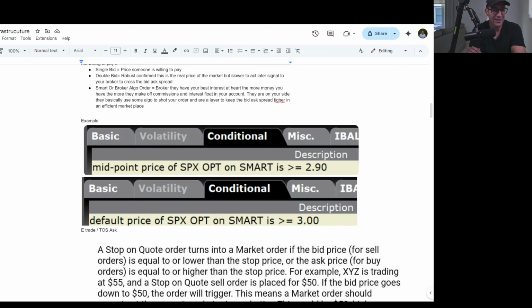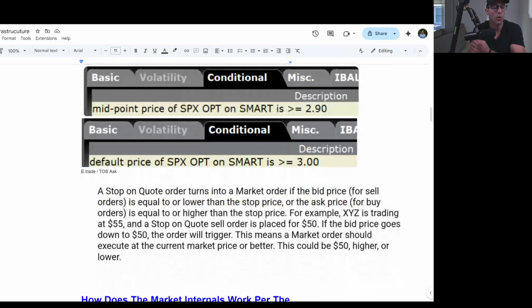Another example, which is E-Trade or Toss, which I know people have said they've been getting better slippage on or less slippage. And this is basically what E-Trade said is a stop quote order turned into a market order if the bid price for sell orders is equal to or lower than the stop price or ask price for a buy order.